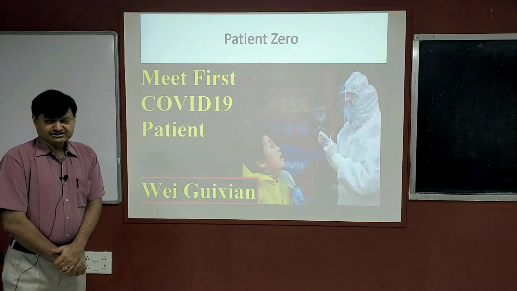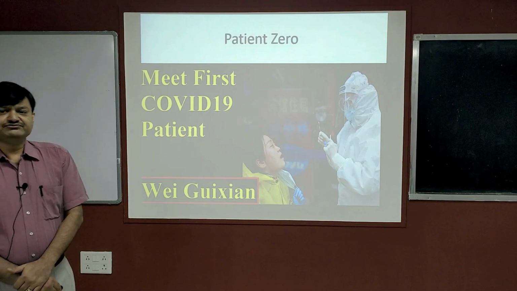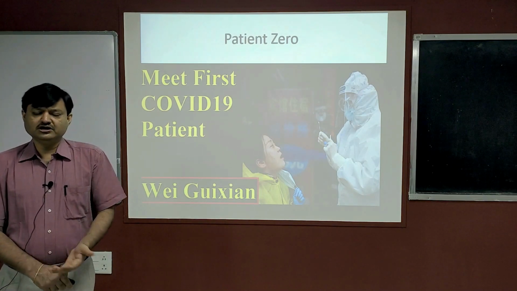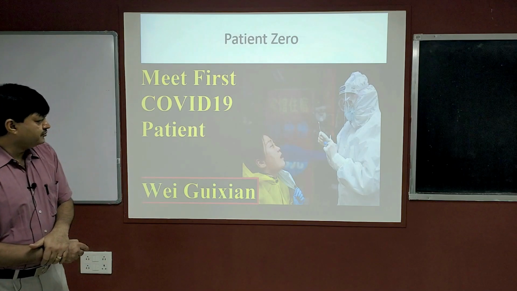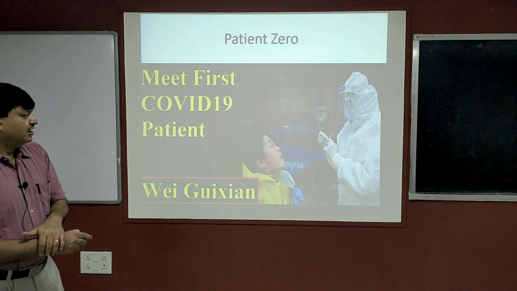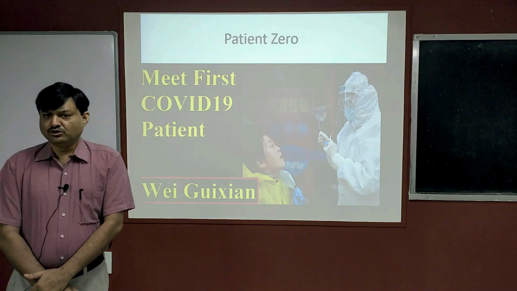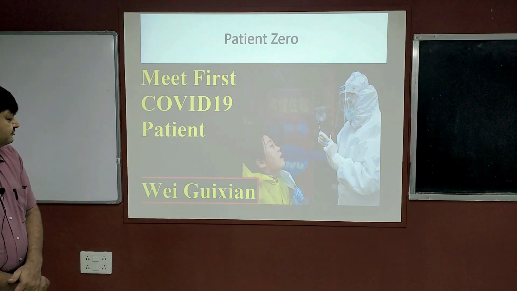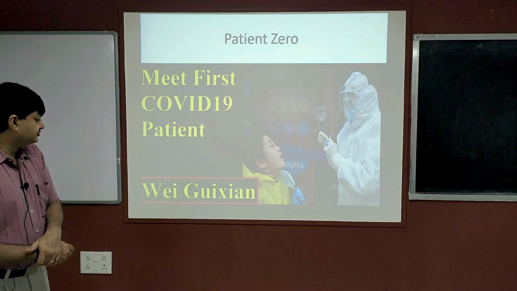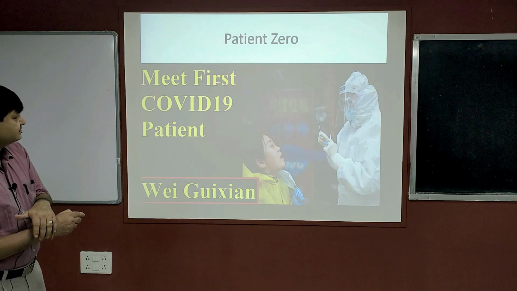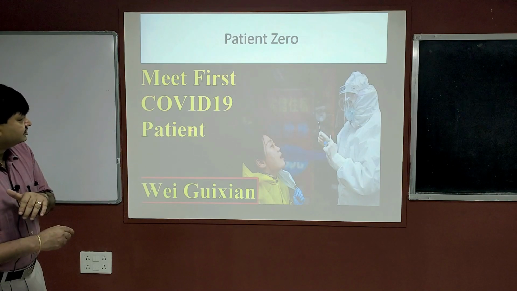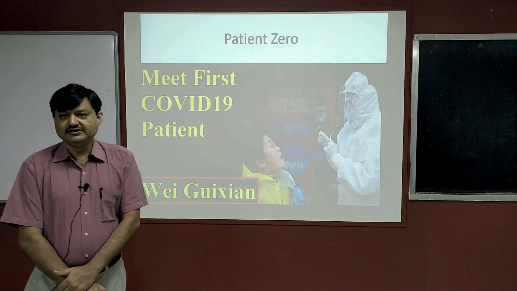You can see when such a thing happens, the virus will adapt from animals and birds to the human being, and there would be an index case, and as per the Chinese authority, they have identified this particular person as the first, or patient 0, of COVID-19.